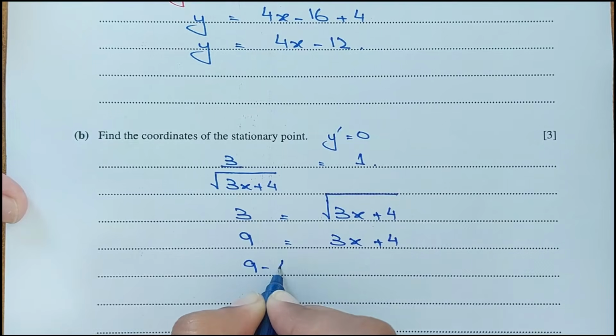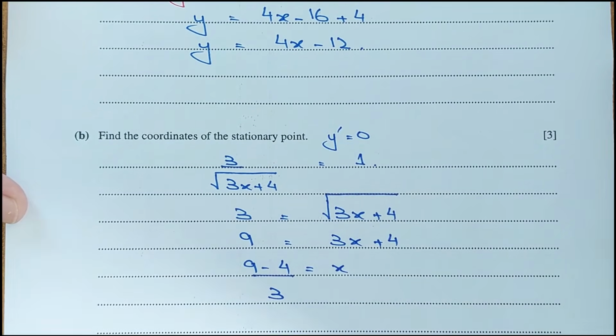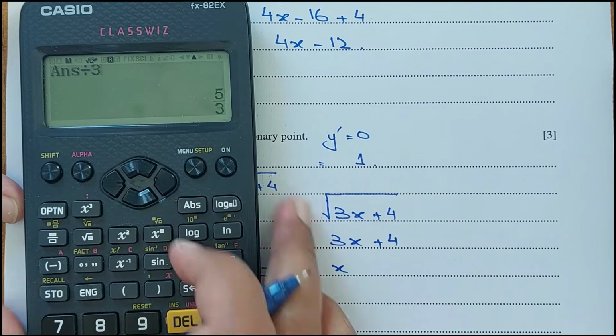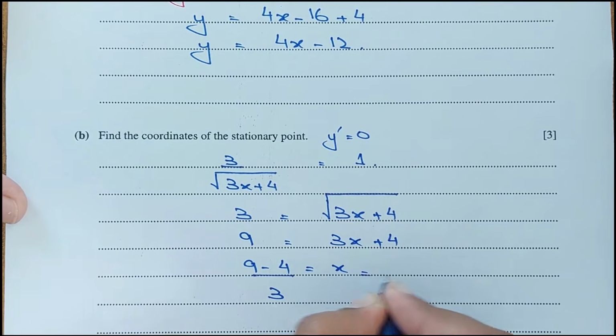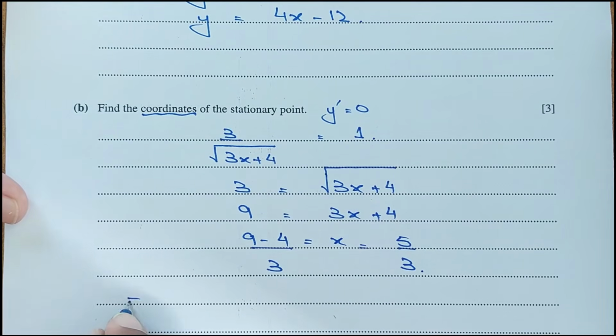So 9 minus 4, this over 3, is the x value. So we have 9 minus 4 divided by 3 is 5 by 3. So x is 5 by 3. We need to find the coordinate, meaning x and y both coordinates. Now put the x into the curve.